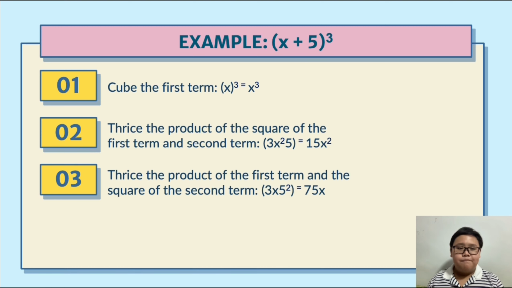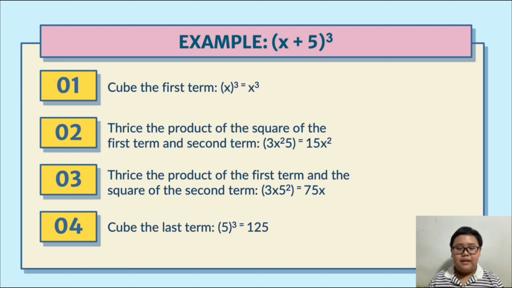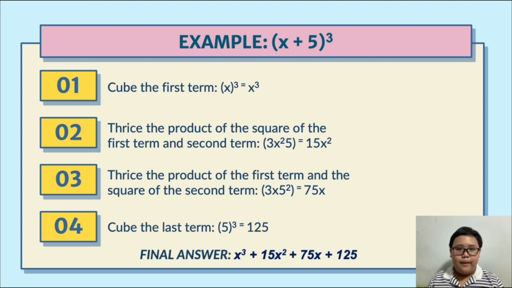So we have step 3. Thrice the product of the first term and the square of the second term. 3x times 5 squared equals 75x. Why again? It is because 5 squared is 25 times x, 25x, times 3, 75x. Let us have the fourth and last step. Cube the last term. 5 cubed equals 125. So therefore, the answer to (x + 5) cubed is x cubed plus 15x squared plus 75x plus 125.